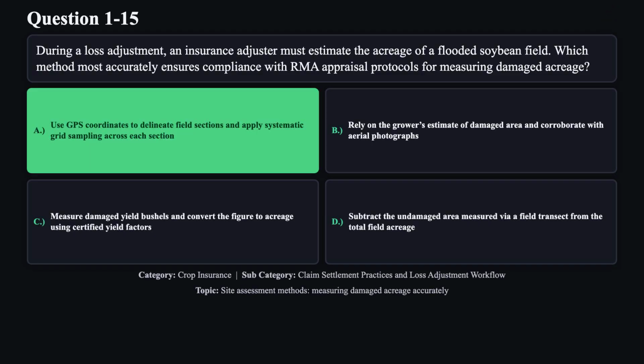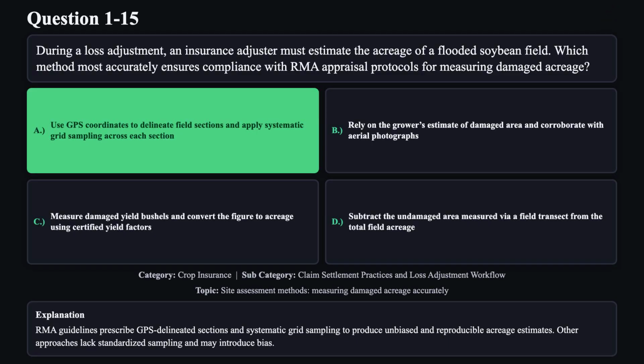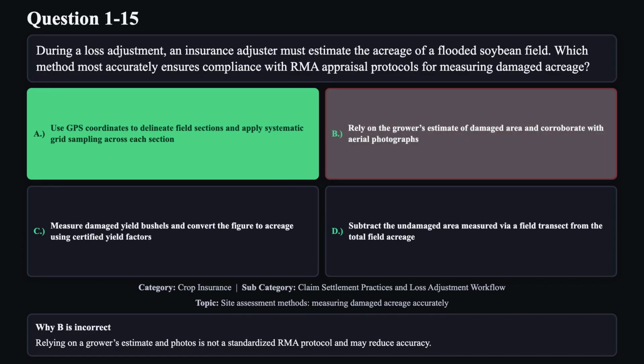The correct answer is A. RMA guidelines prescribe GPS delineated sections and systematic grid sampling to produce unbiased and reproducible acreage estimates. Other approaches lack standardized sampling and may introduce bias. Reason B is not correct. Relying on a grower's estimate and photos is not a standardized RMA protocol and may reduce accuracy.